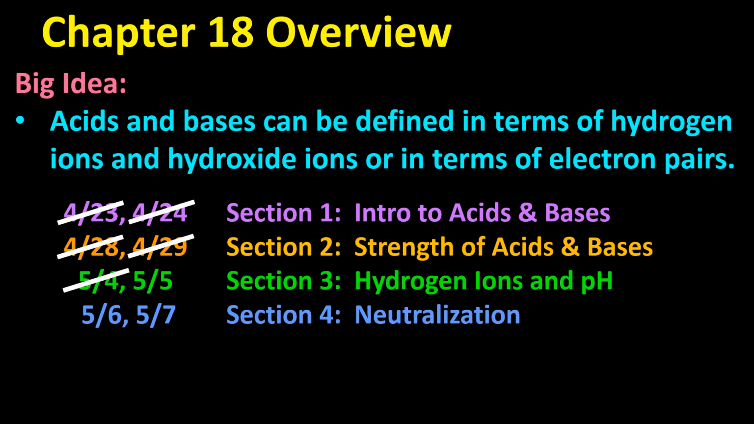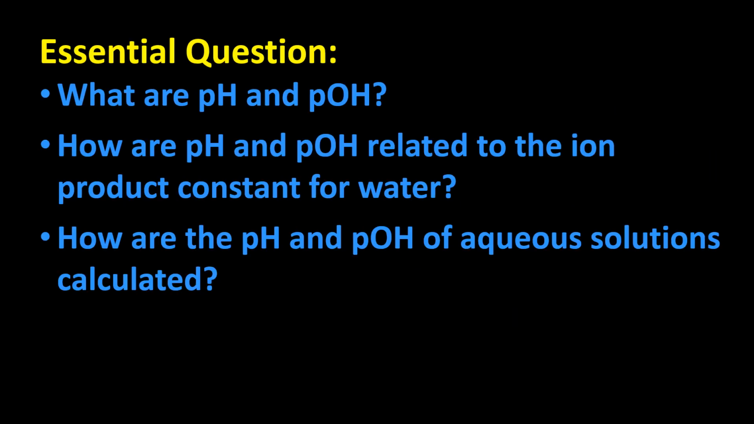So the big idea in chapter 18 is acids and bases can be defined in terms of hydrogen ions and hydroxide ions, or in terms of electron pairs. As you can see, we're finishing up section 3 today, called hydrogen ions and pH. The essential questions from this section are, what are pH and pOH? How are pH and pOH related to the ion product constant for water? How are the pH and pOH of aqueous solutions calculated?